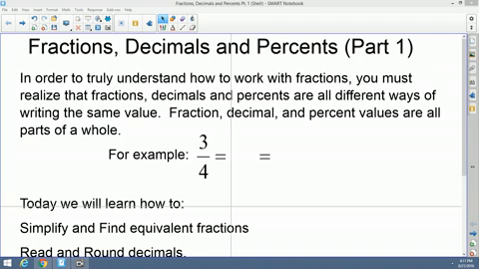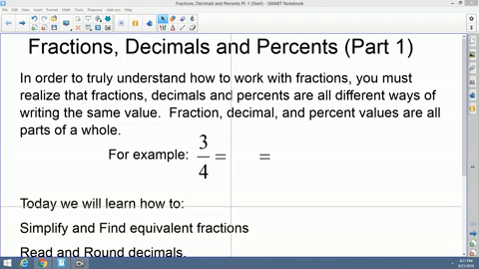Today we're going to be talking about fractions, decimals, and percents, part 1. There's a lot of stuff involved with fractions, decimals, and percents, so I'm going to break this up into two different parts. But in order to truly understand how to work with fractions, you have to realize that fractions, decimals, and percents are all different ways of writing the same value or the same exact number or fraction.